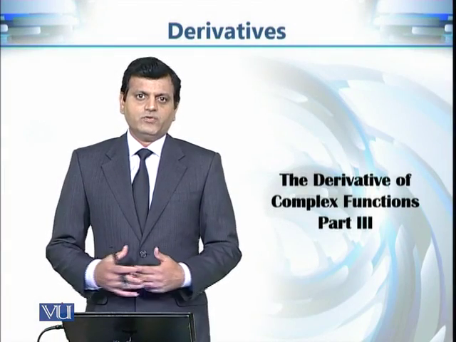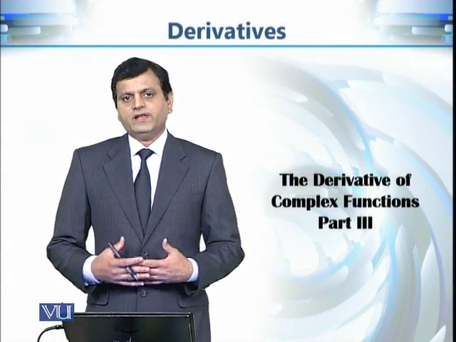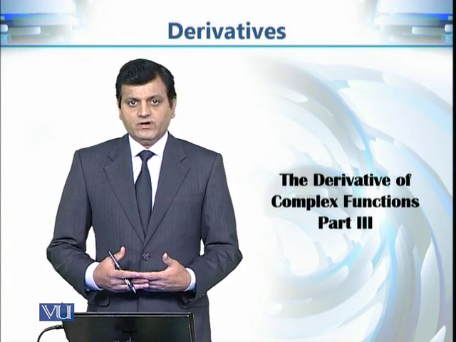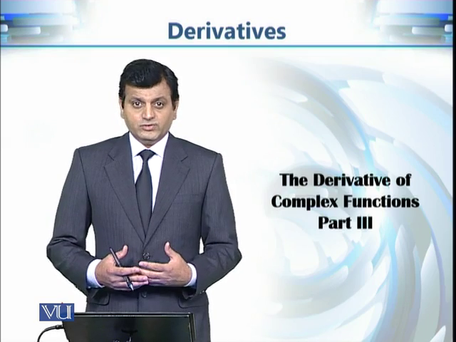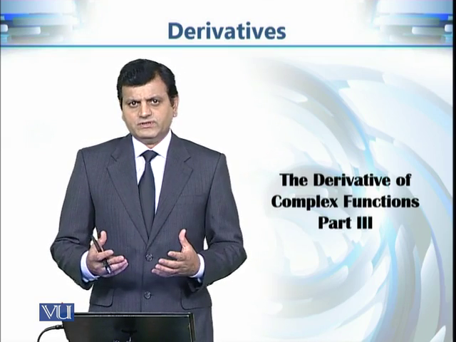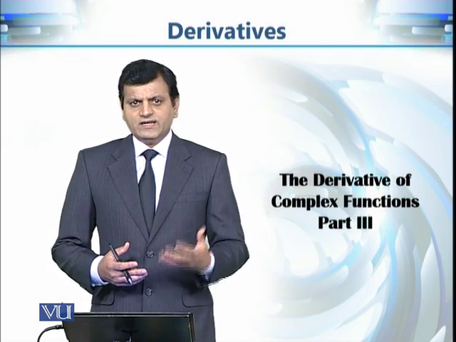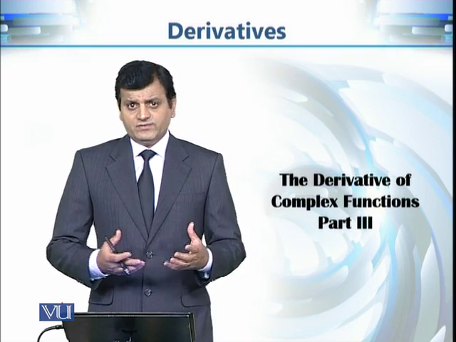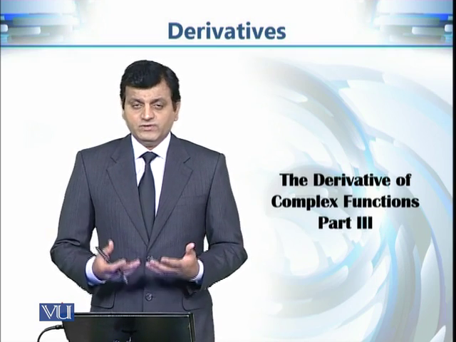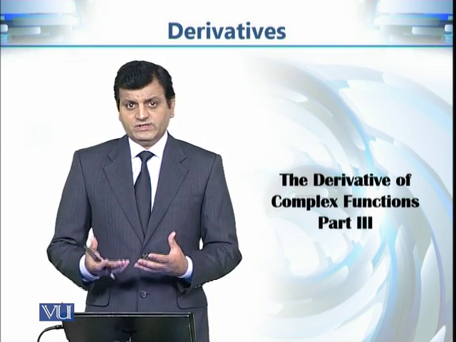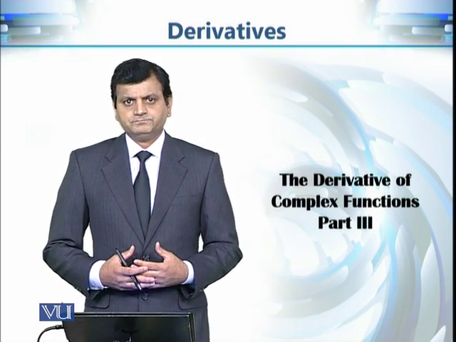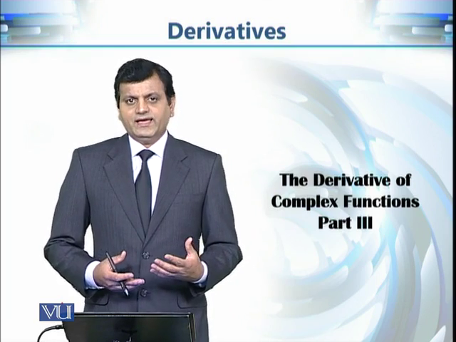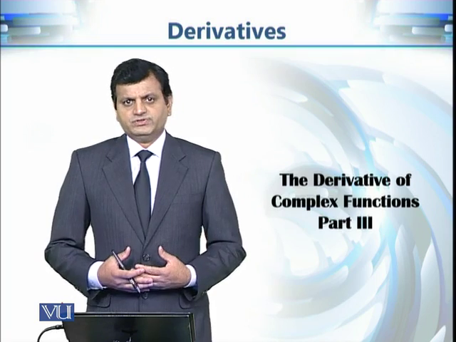This is the third part of our discussion on derivatives of complex valued functions. So far, we have studied what the derivative of a complex valued function is. Also, we discussed some simple examples where we calculated the derivative of some simple complex valued functions. In some cases, the derivative existed, and in some cases, we also saw that there are some functions where the derivative does not exist. We also discussed the relation between the continuity and differentiability of a function.